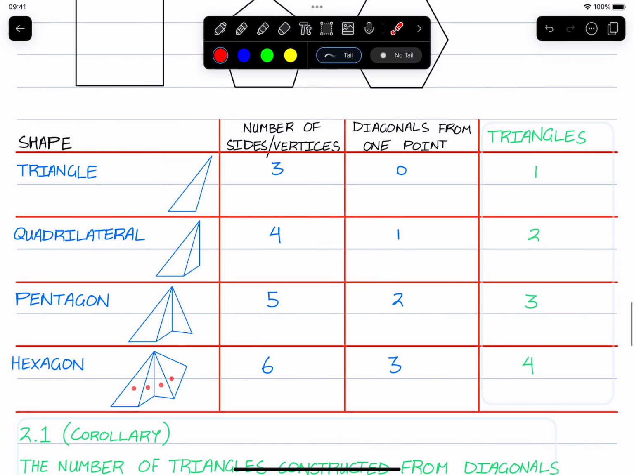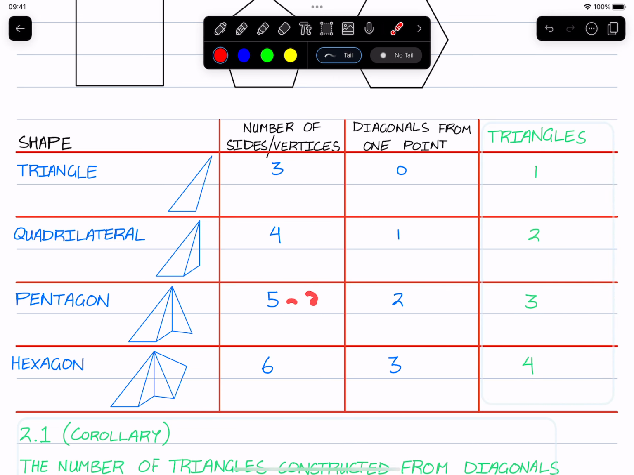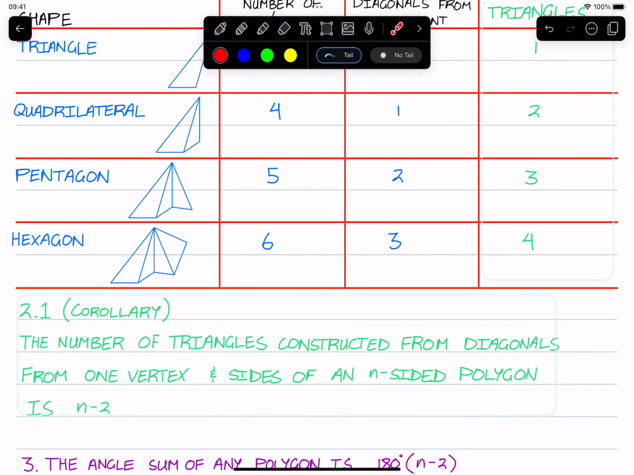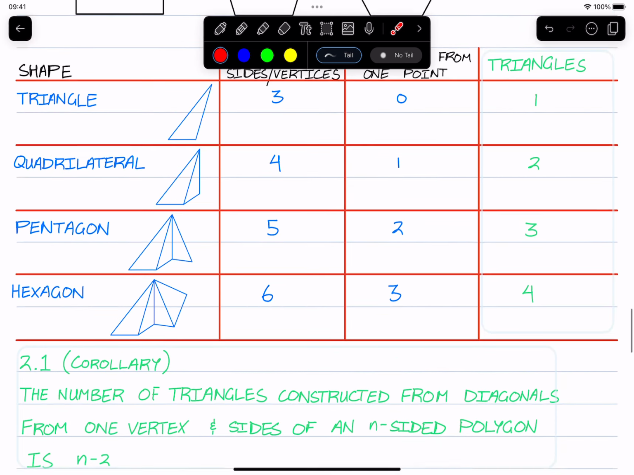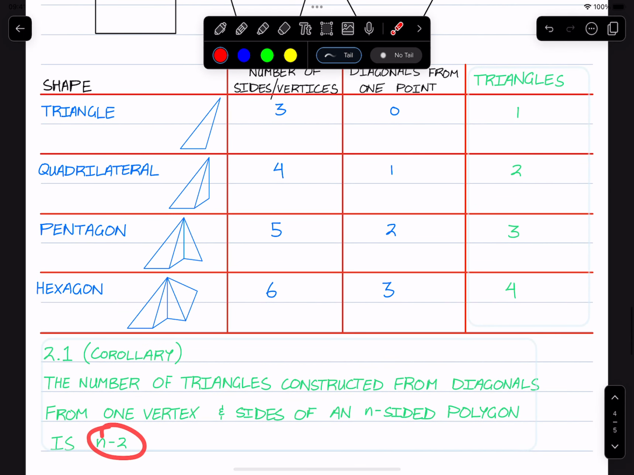If we follow the pattern, n is 3, so take away 2. There is 1 triangle. Minus 2, 2 triangles. Minus 2, 3 triangles. Minus 2, 4 triangles. So a nice quick proof to show that from this theorem, the number of triangles that are constructed is n minus 2.